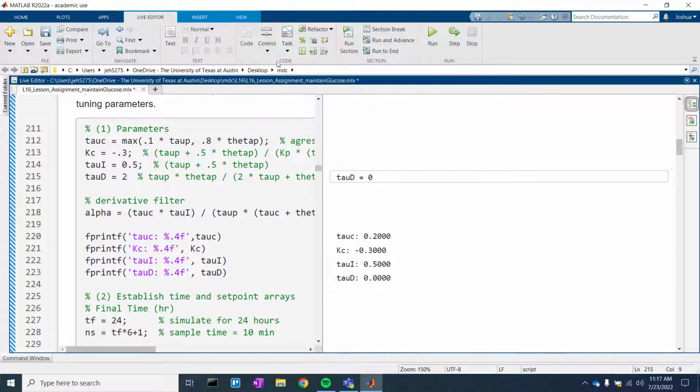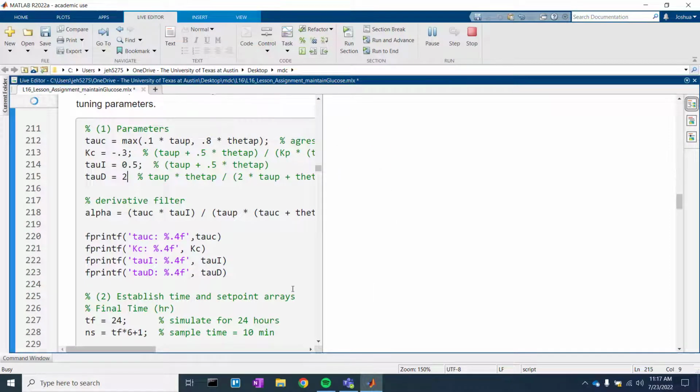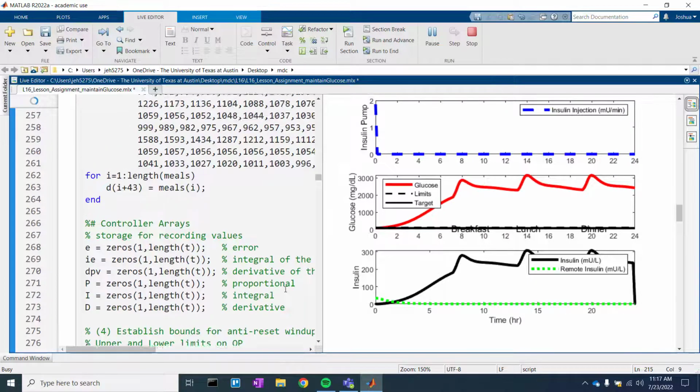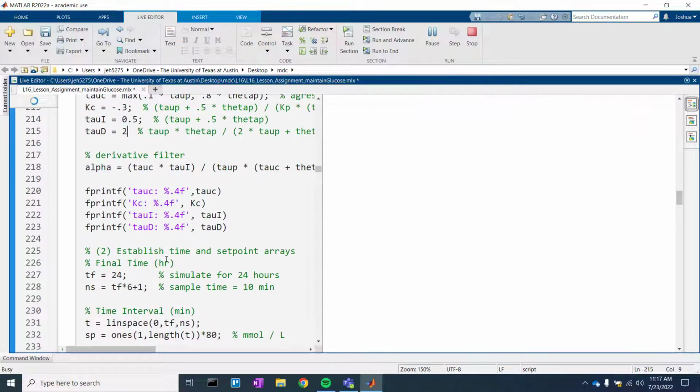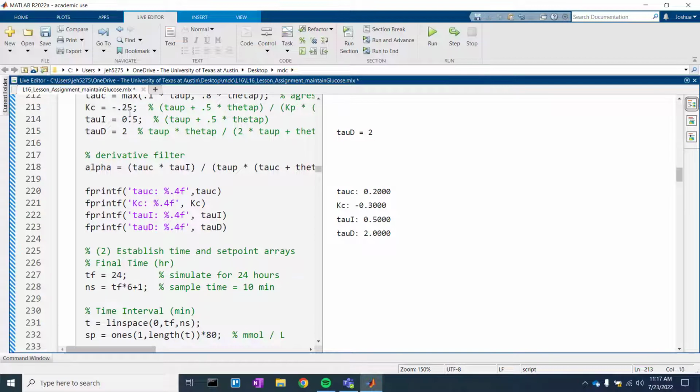Let's set our derivative term to 2. We'll go ahead and run. We're now running from the start by accident because I hit the wrong button. But this is fast enough. And we have that instability we saw before. So we'll just set 2.5 and tau d equal to 1. And one more try.